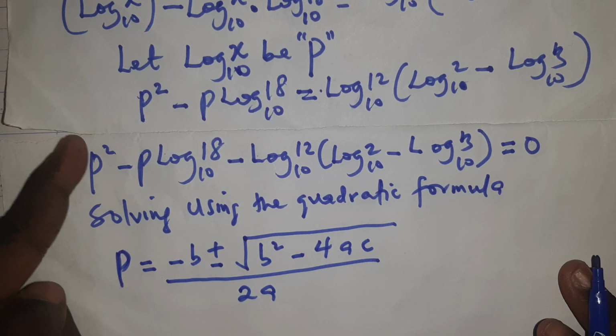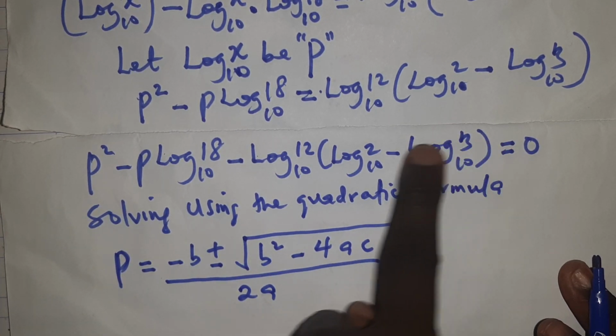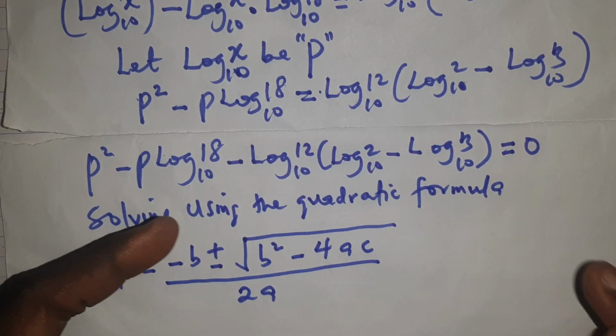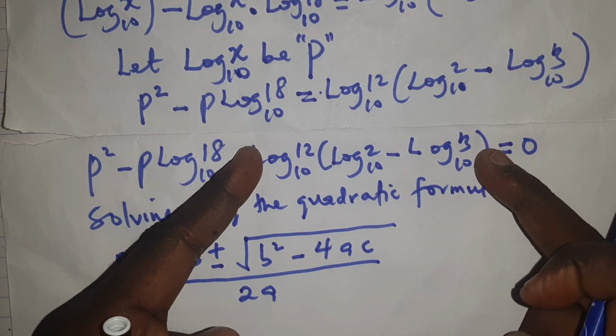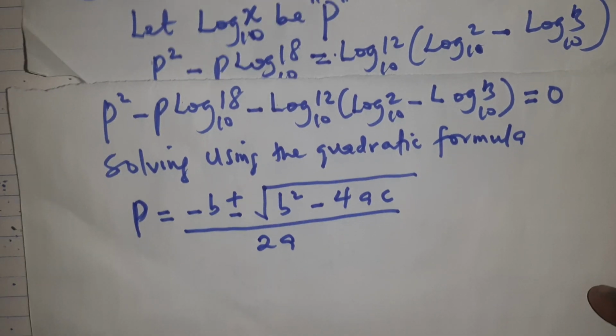Coefficient of p squared, which is 1, is my a. So anywhere there is a, I'm putting 1 there. Then the constants here, this one doesn't have any variable at all. This whole value here is my constant, so I'm using it to replace c. So let's go on. So we have it this way.